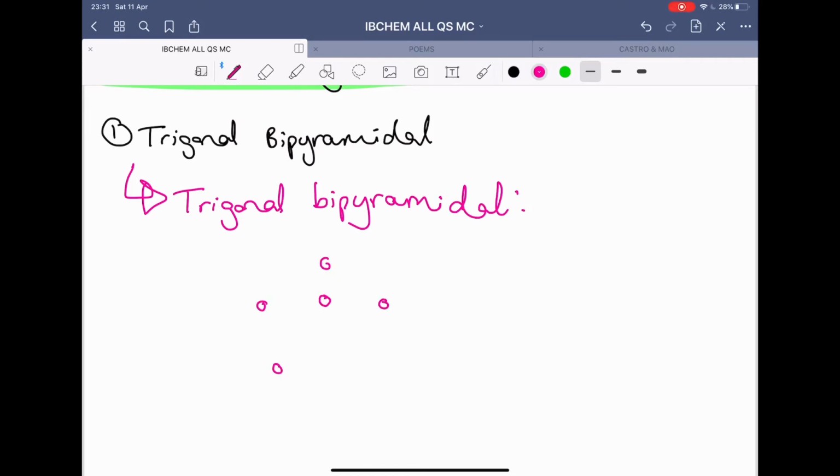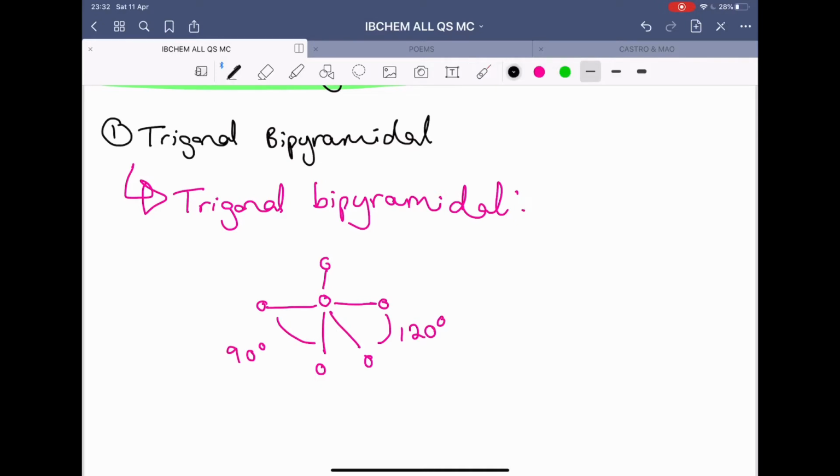So this is the shape of trigonal bipyramidal. Overall, you've got 5 electron domains. And the bond angle is going to be, there's actually 2 bond angles here, 90 degrees and 120 degrees.